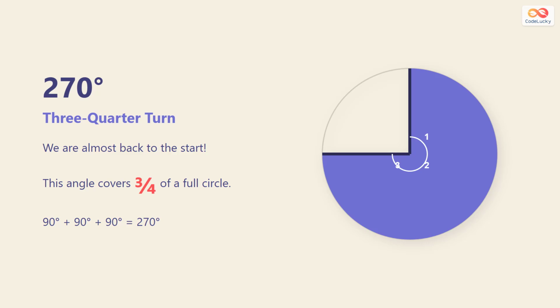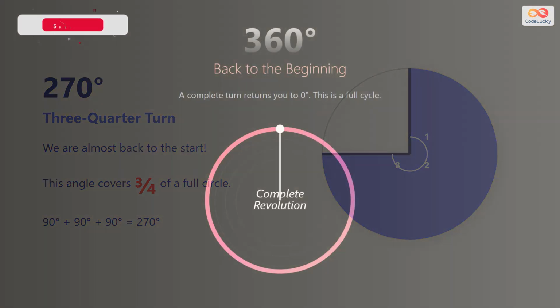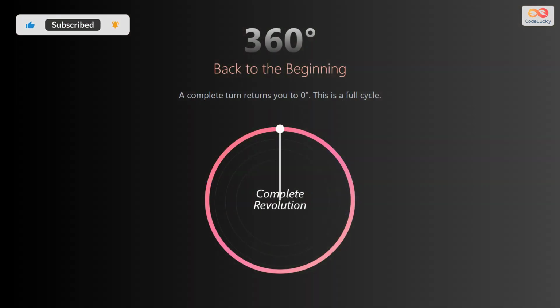Continuing around the circle, if we turn 3/4 of the way, we reach 270 degrees. This is equal to 3 90-degree angles added together. Finally, when we complete the turn, we return to the start. A full circle is 360 degrees. It represents a complete cycle or revolution.